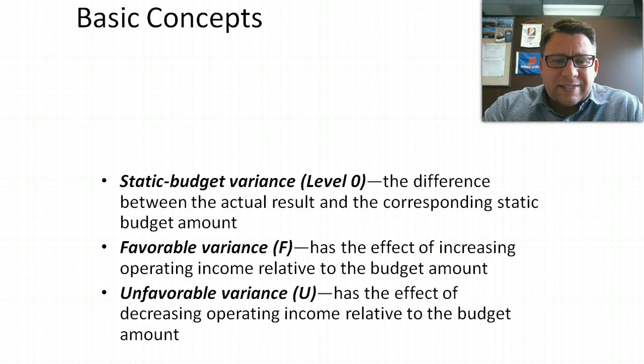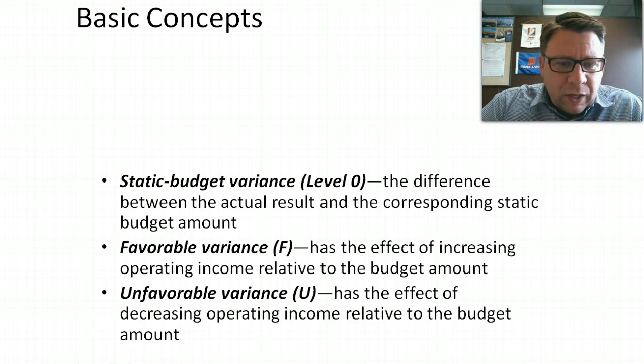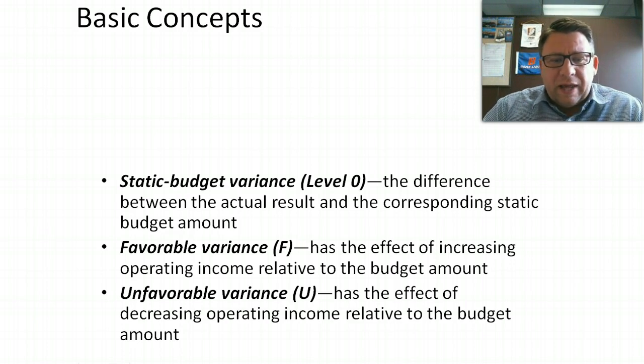So a static budget variance, which we're going to call level 0. And each level we understand why the variance happened a little bit better. This is just the difference between the actual amount and the corresponding static budget amount. If the variance is favorable, then it means that the impact of that difference increased our operating income. And if it's an unfavorable variance, then it means that difference caused a decrease in our operating income.